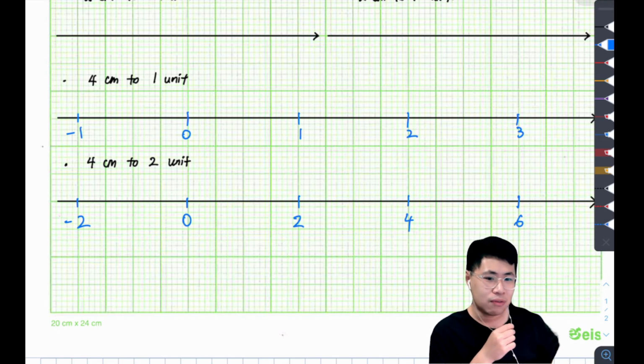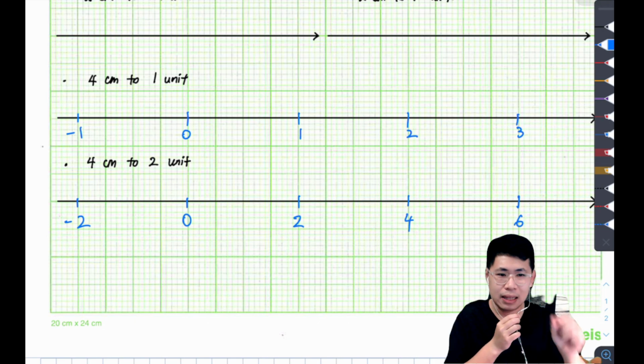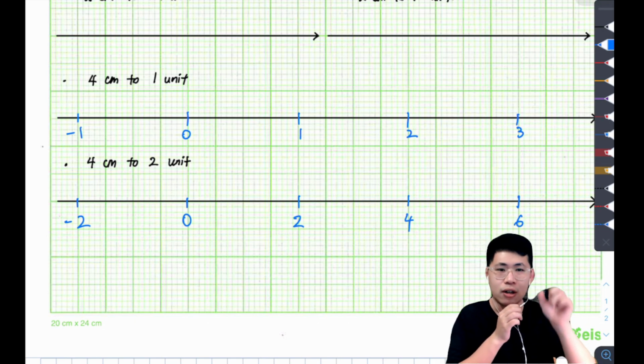Right, so this ends this video over here on how do we draw the gaps and how do we label our axis, so that it will help us in locating the point to draw our graph.